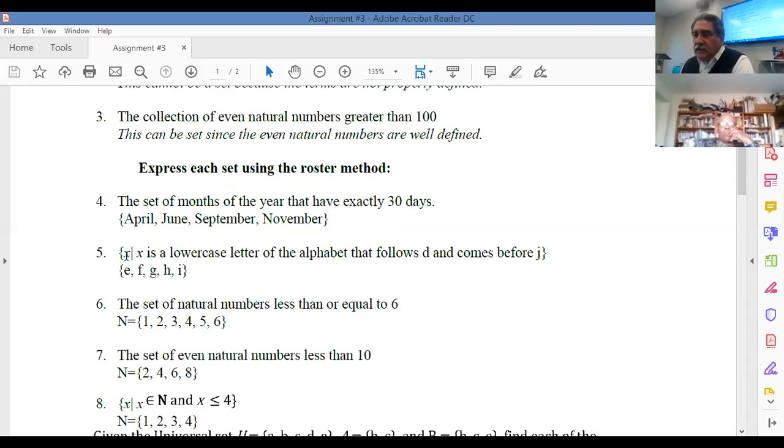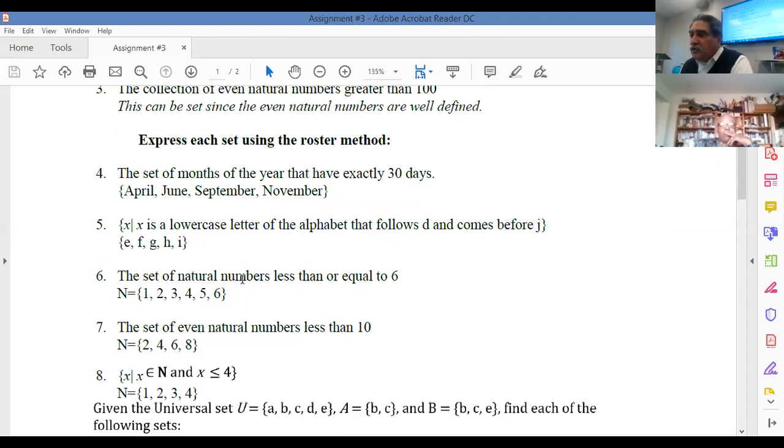This one, it says a set of all X such that, remember the bar means such that, X is a lowercase letter of the alphabet that follows D and comes before J. Now notice it says follows D, so it cannot include D. And it comes before J, so it cannot include J either. So the only ones would be E, F, G, H, I. I cannot go to J. All right?